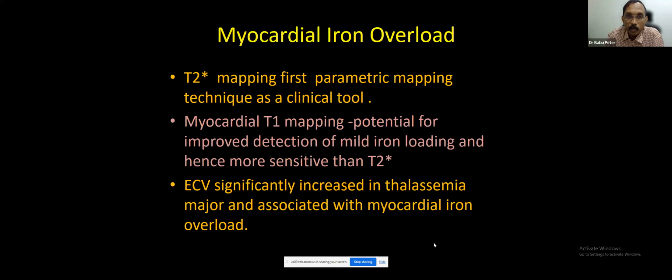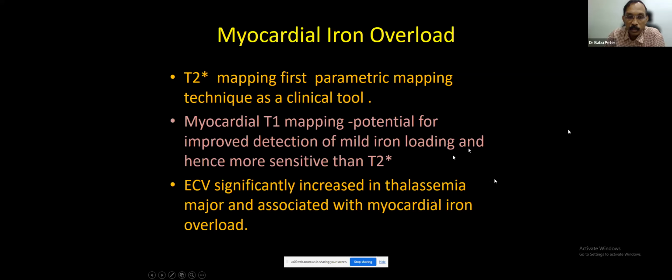In myocardial iron overload, T2 star mapping is the first parametric mapping technique which is used as a clinical tool in 1.5 Tesla MR. Remember that T2 star is not used in 3 Tesla MR. Myocardial T1 mapping, however, has potential for improved detection of mild iron loading and has been found to be more sensitive.